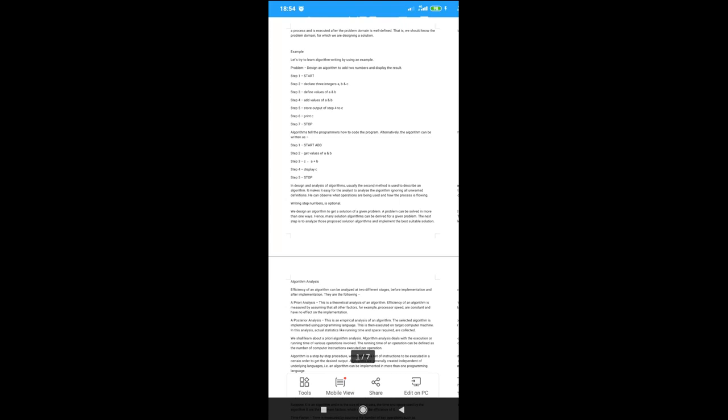This is then executed on the target computer machine. In this analysis, actual statistics, running time and space required are collected. This is actually where the main thing comes in, because in your first analysis, which is called your priori analysis, it is assumed that your processor speed is just an assumption.